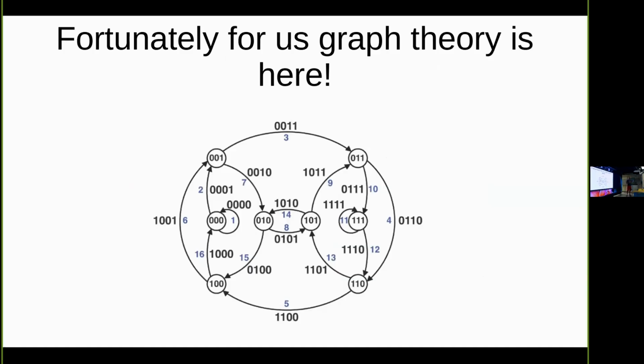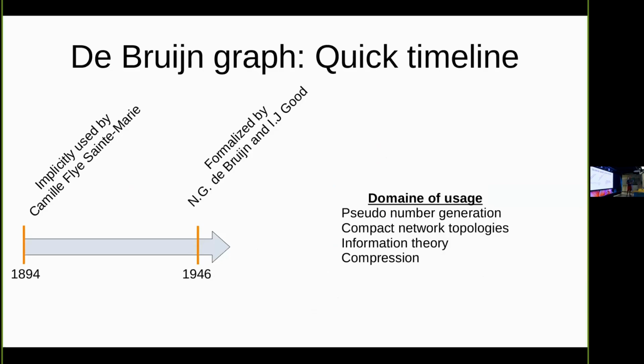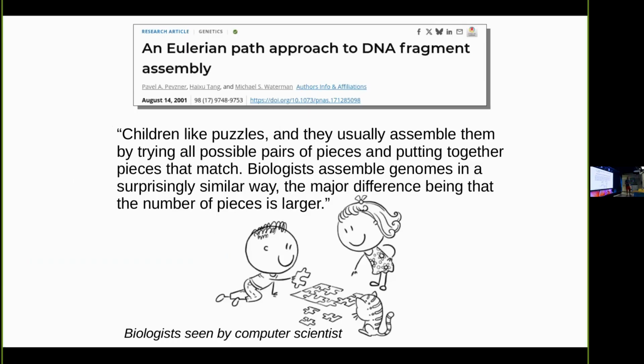Fortunately for us, there is graph theory. And this is a De Bruijn graph that we are using heavily during the assembly process. They have been around since 1894, thanks to Camille Sainte-Marie, and it was formalized in 1946 by De Bruijn. It's used widely in information theory and interpretation algorithms, but since the 2000s, it's also used in biology or bioinformatics.